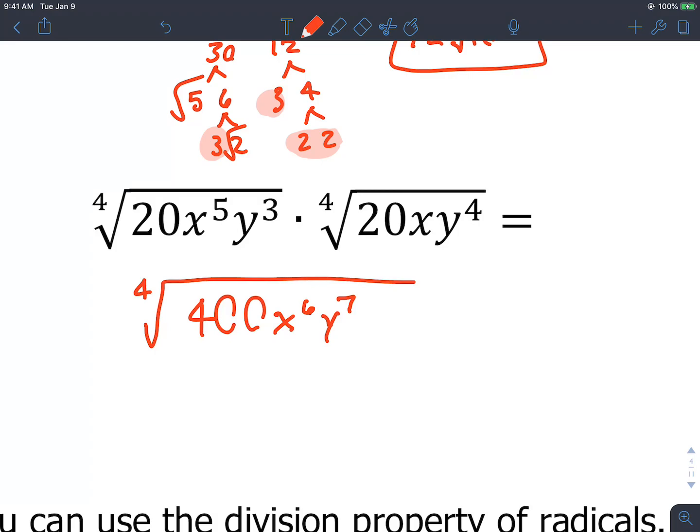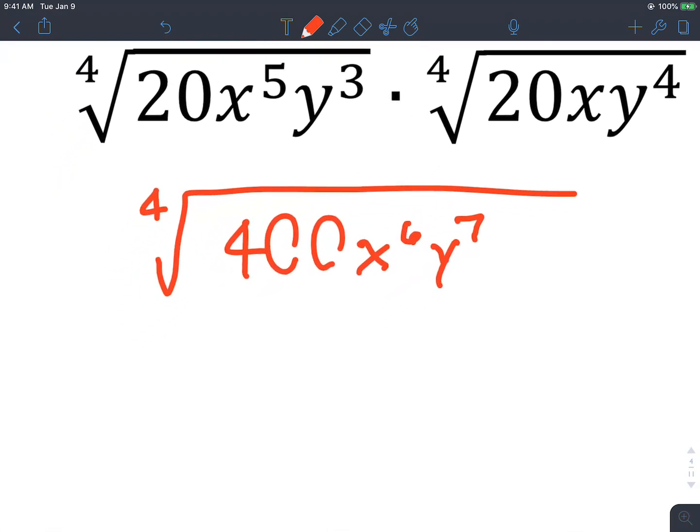And then it's now just like a problem from yesterday. So 400, we're looking for groups of 4 things here. So I would probably go 4 and 100.